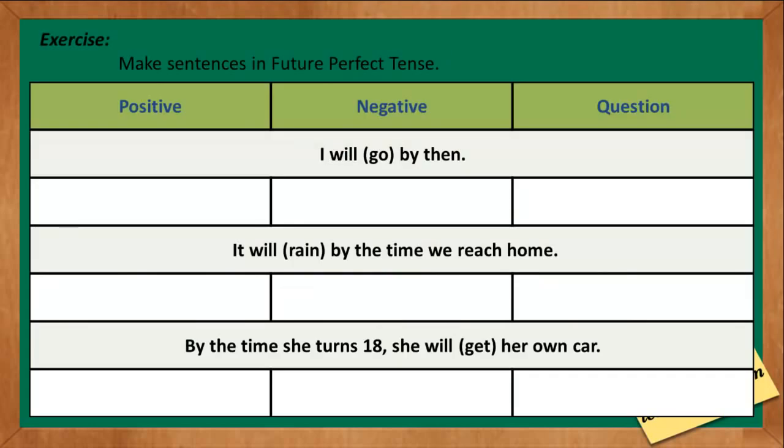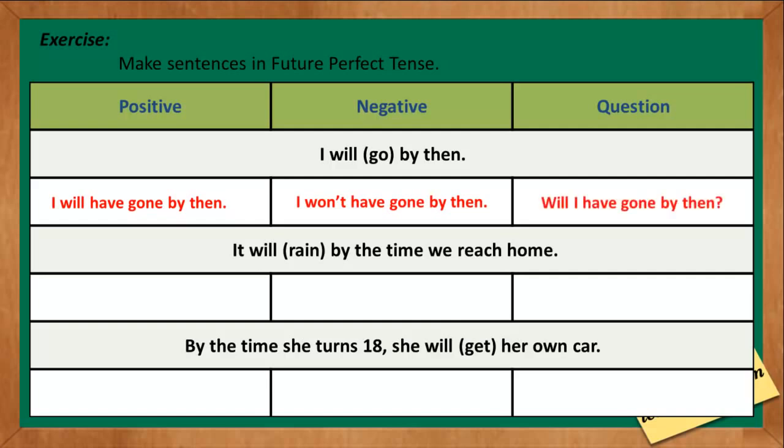For our exercise, make sentences in future perfect tense. The first one, I will go by then. The verb is go. The correct positive future perfect tense is I will have gone by then. The negative sentence is I won't have gone by then. And the question is, will I have gone by then? Gone is the past participle of the verb go.